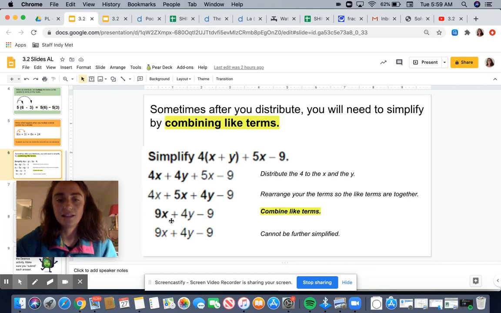And then the next line down, you would want to simplify by combining the like terms that go together. So 4x plus 5x, you add the coefficients, which are the numbers in front of the variables, and then bring down what can't be combined. And then you'll notice, oh, I can't combine any further because I have an x, a y, and a constant. So that would be the simplified version of this expression.